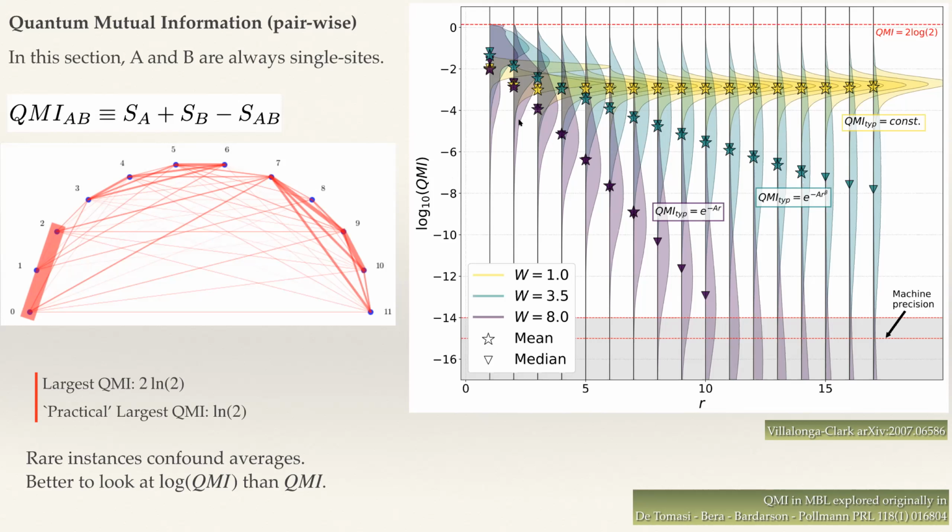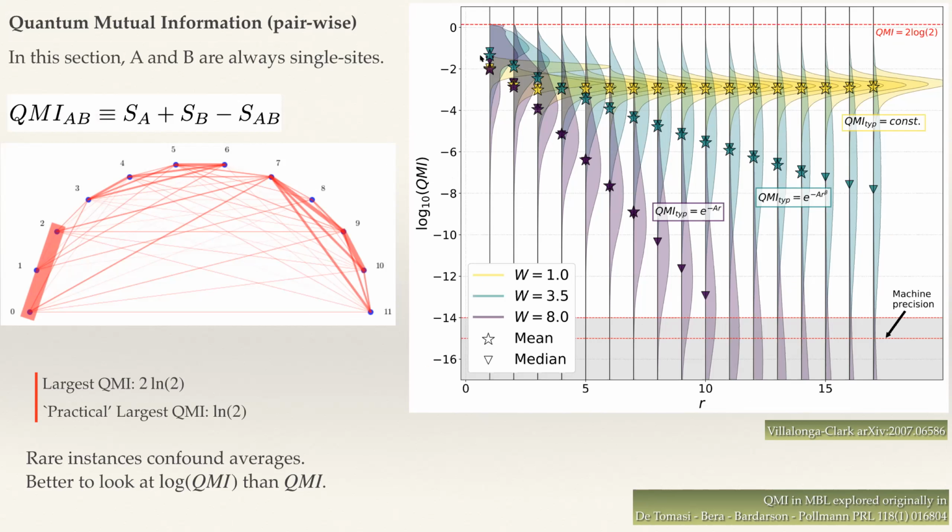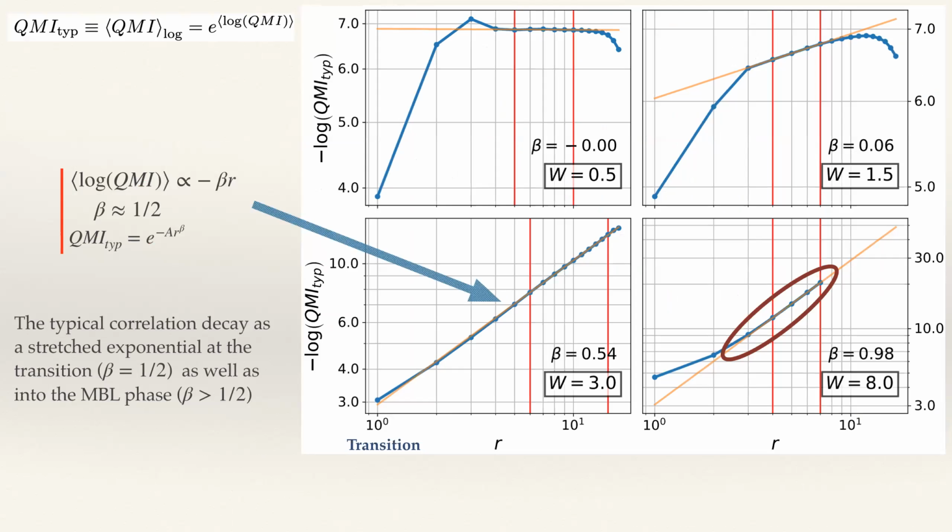Now our goal is to look at this log QMI, and mainly we're going to look at just how fast this is decaying. That will tell us about the typical QMI, the typical correlation. This is just a trick of log averaging. The right way to define the typical correlation is the exponential of the average of the log. So that's what everyone means when they say this is the decay of the typical correlations.